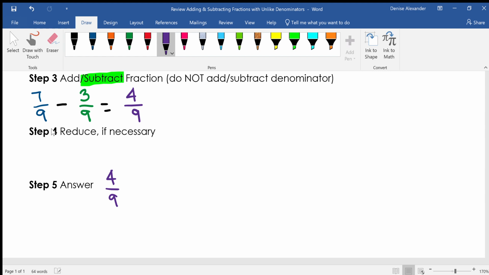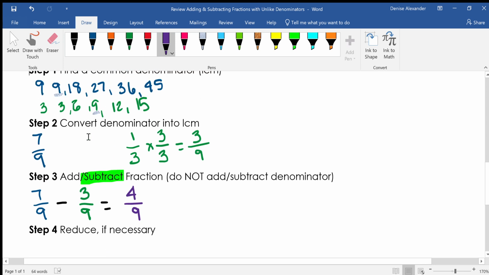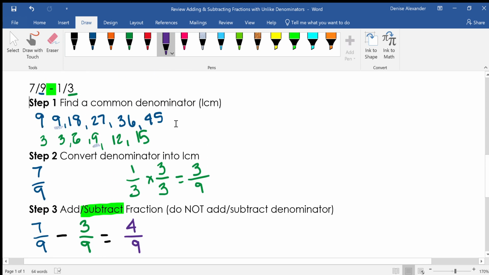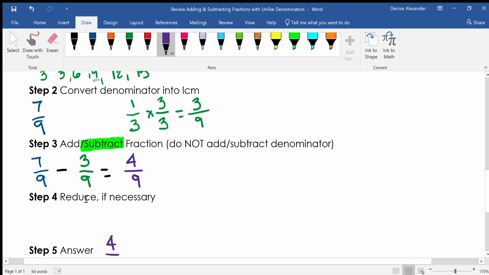These are the steps of adding and subtracting fractions with unlike denominators. Sorry, you guys, I'm getting a little tongue twisted. So please remember, we find the least common multiple. We need to convert the denominator. We need to add and subtract. Remember not to subtract the denominator. Reduce if necessary, and then answer. It's all in the steps.